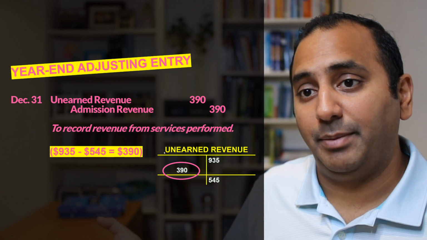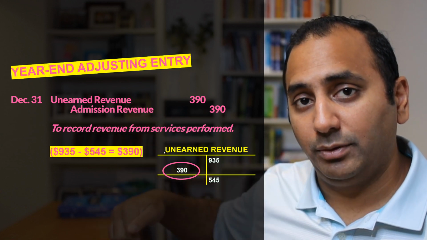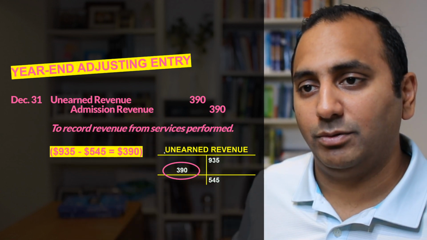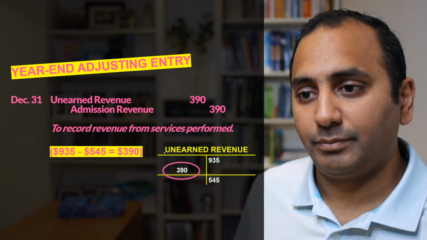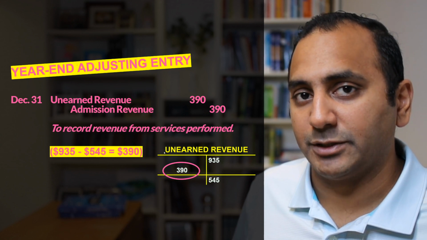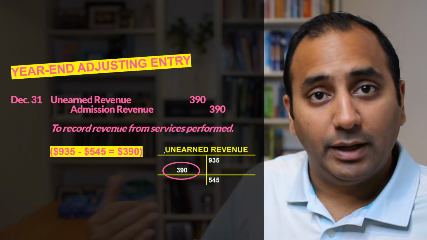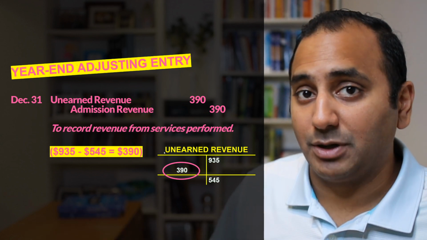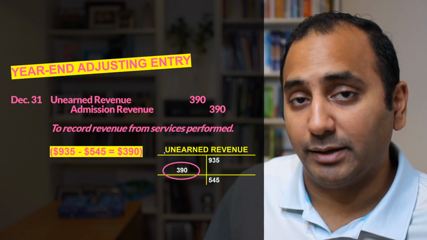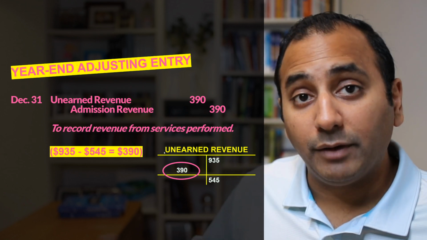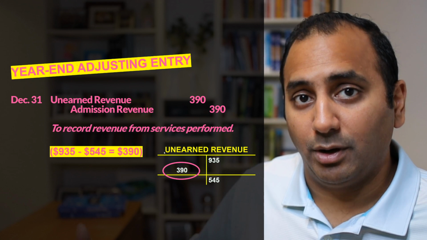So we're going to debit unearned revenue to bring it down and credit admission revenue for $390. And this is to record the revenue from services performed. Had this been service revenue, you could have credited service revenue. In their chart of accounts, this company happened to call it admission revenue, so we'll use that and call it admission revenue. All of these would be lumped under revenue on our income statement.